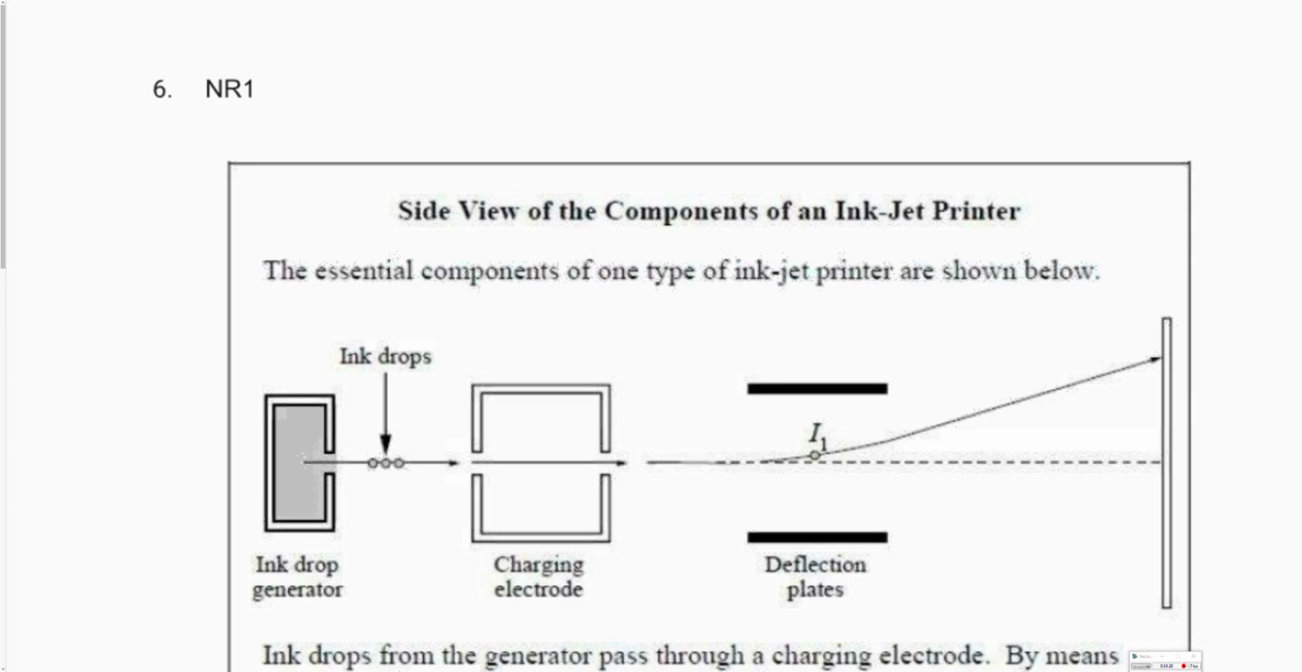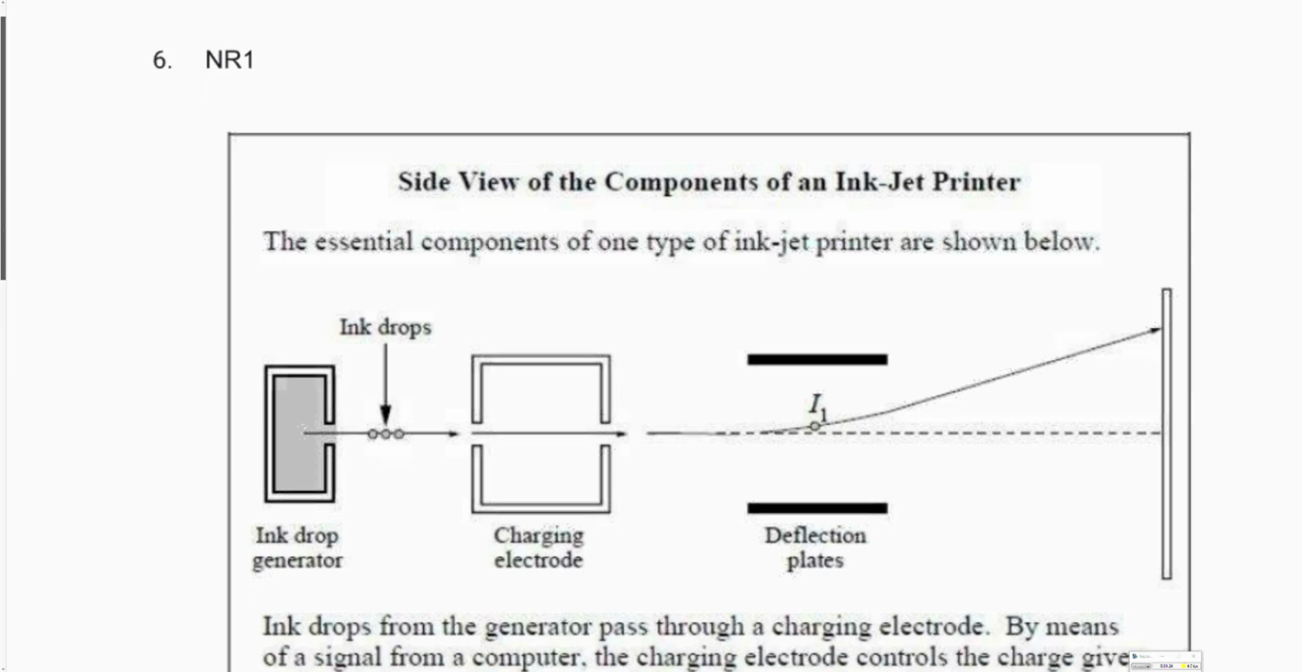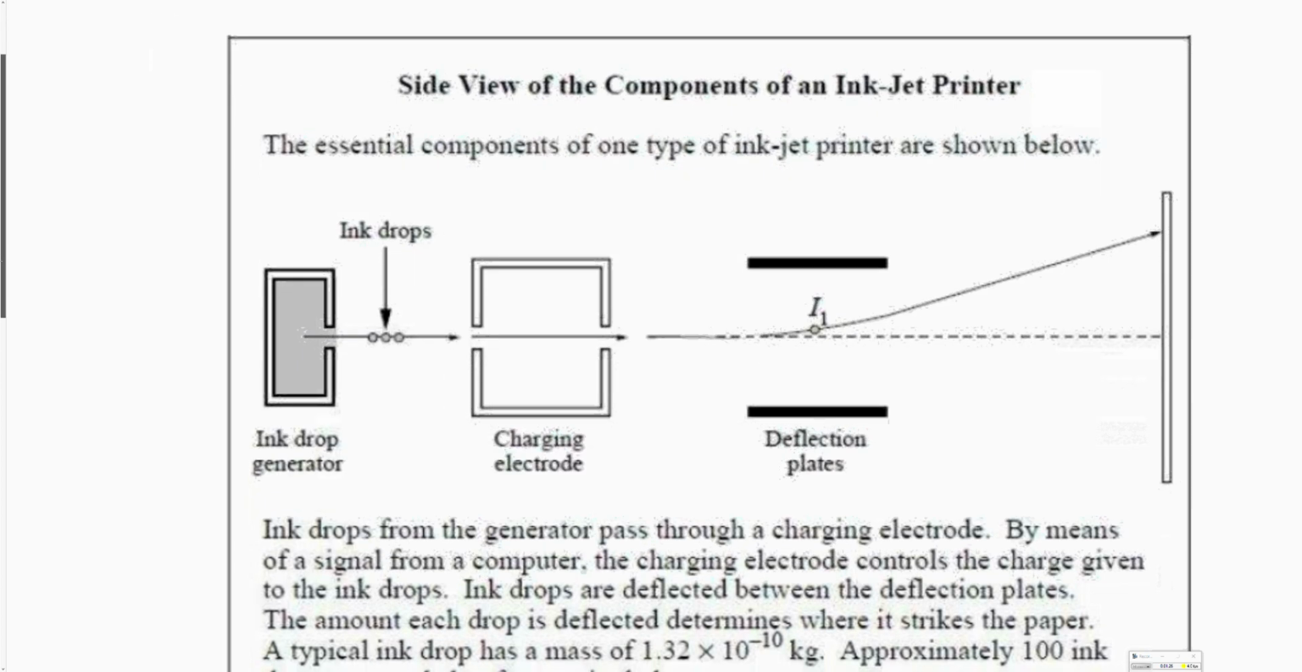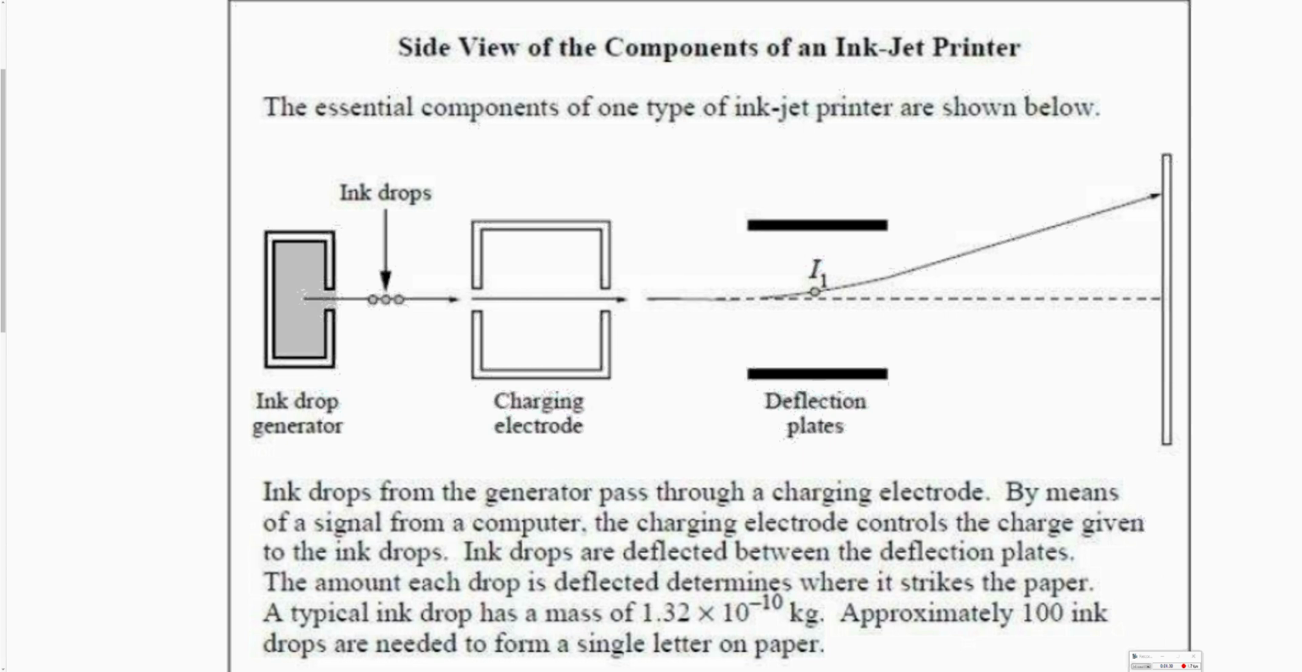Numerical response number 1, there's a scenario here. I think it's to answer the next several questions. We've got this inkjet printer like you might have at home where we're generating these ink drops. We're charging these ink drops as they go through the electrode, and then they're going to get deflected by these deflection plates.